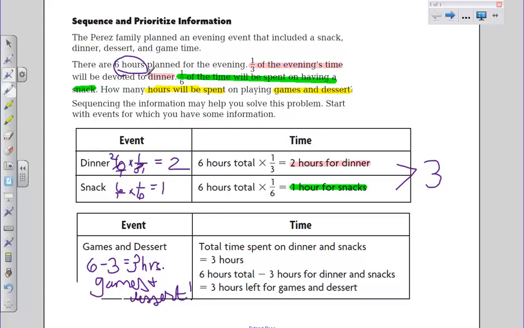So again, I'm using the information that's given to me first, so that's sequencing, and then I find an answer to that to help me solve the actual question. And again, this is also another 2-step problem. So prioritizing my information and sequencing it can help me solve this kind of story problem.